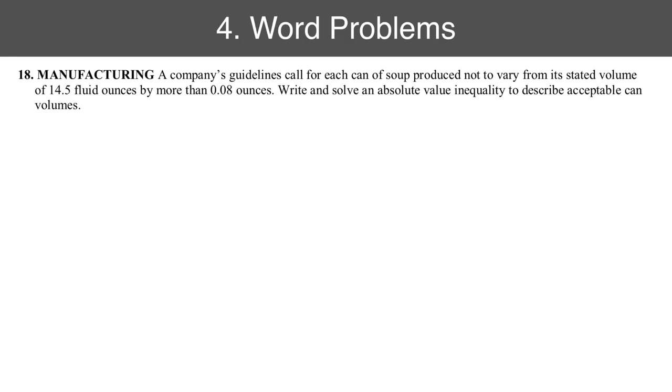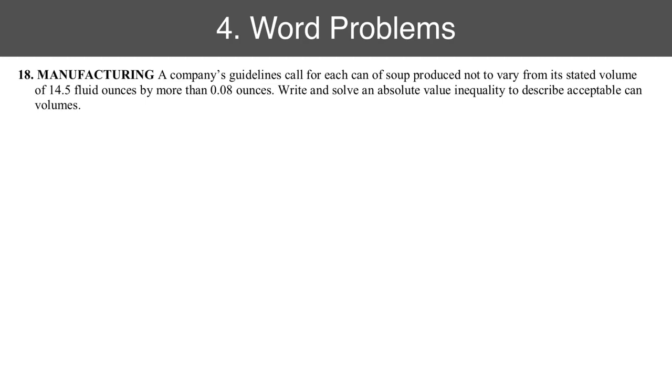The last thing in this section is word problems, and more specifically, how to write absolute value inequalities and solve them. So let's take a look at this problem we have here. A company's guidelines call for each can of soup produced not to vary from its stated volume of 14.5 fluid ounces by more than 0.08 ounces. Write and solve an absolute value inequality to describe the acceptable volumes of the can.